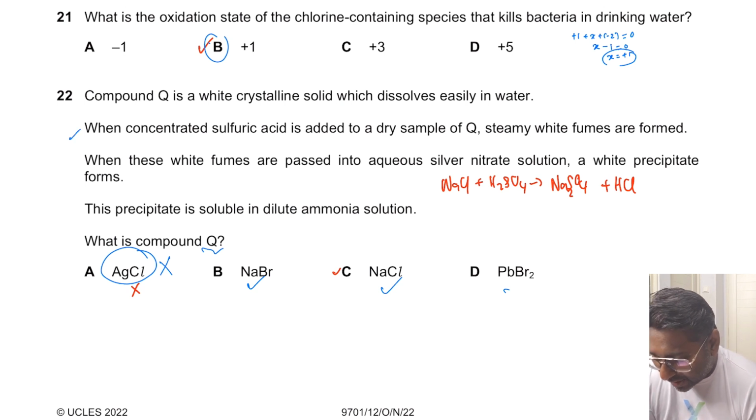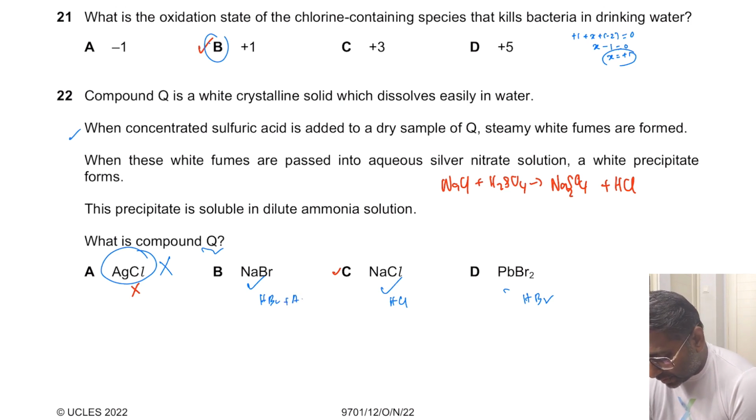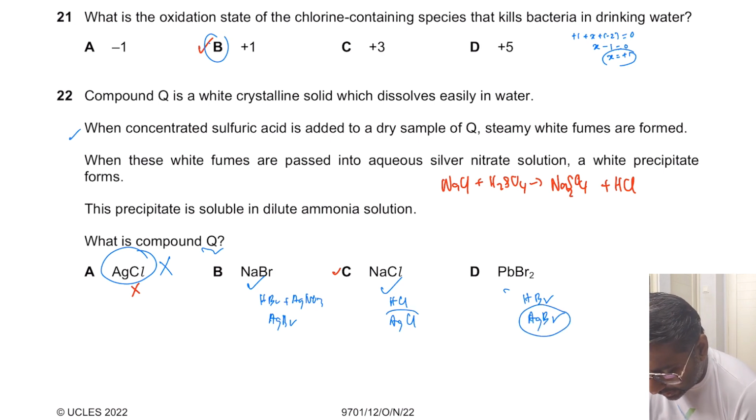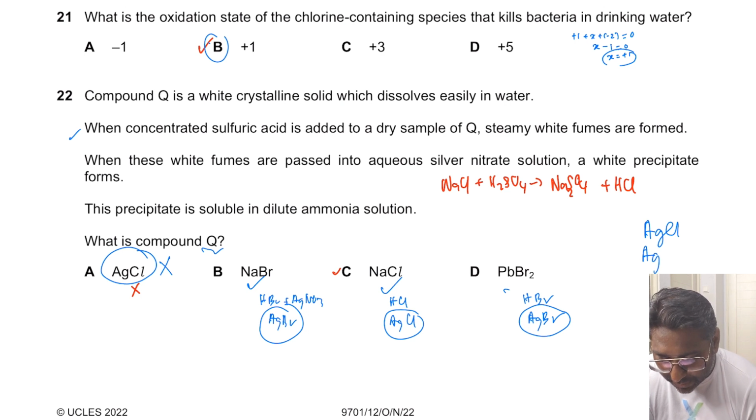When these white fumes are passed into aqueous silver nitrate, the white fumes can be HCl, and maybe here HBr. So they pass into silver nitrate and a white precipitate is formed. When you react with silver nitrate, you have AgCl and AgBr. What's the color difference? Always remember, AgCl is a white precipitate, AgBr is cream, AgI is a yellow precipitate. So we are looking for a white precipitate, so AgCl. Most likely the answer is going to be C.